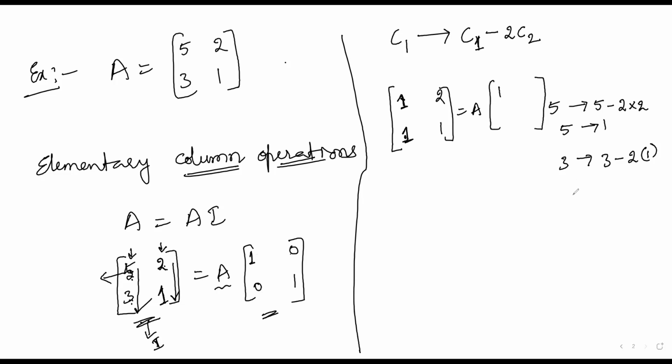Now 0 becomes what? 0 minus 2 times 1. C1 minus 2 times C2. 2 times 1, that is minus 2. This is 0, 1. This is same.